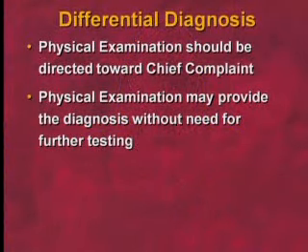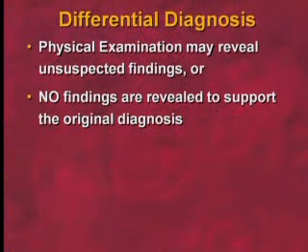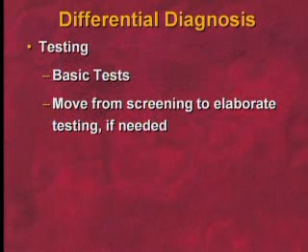The physical examination may reveal unsuspected findings, or there may not be any findings at all that support what your original diagnosis is, and so additional testing would have to be done. Additional testing starts at basic tests, but it can move to more elaborate testing. We don't do elaborate testing in the public health department, but if there's some indication that this patient may need an ultrasound or an endometrial biopsy, then certainly they need to be referred out.